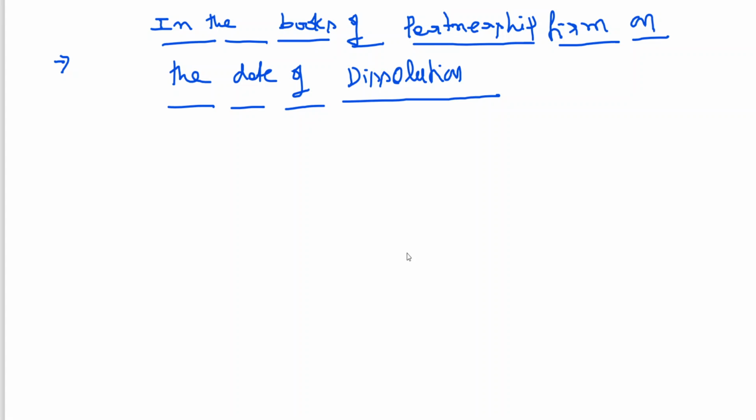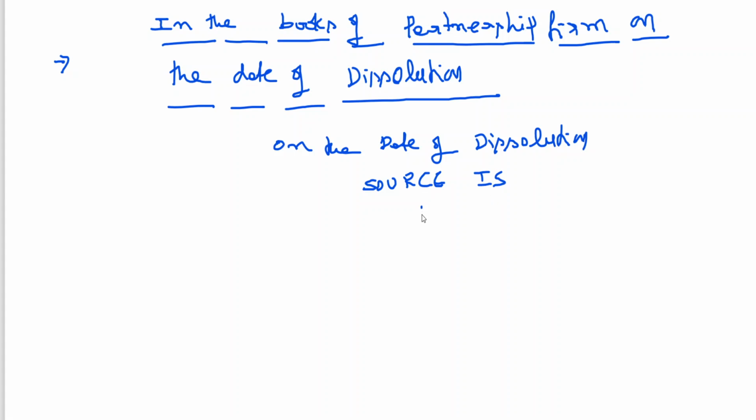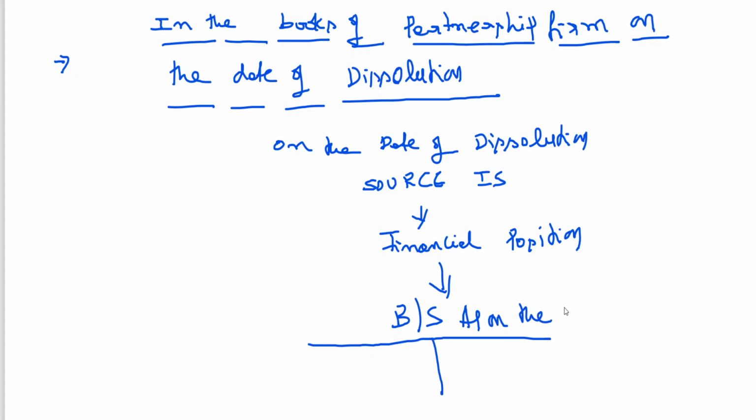What are the things I need for going for dissolution, the accounting treatment, the closing of accounts? I need to have a source. Generally, on the date of dissolution, the source is the financial position, which is called the balance sheet. So, the balance sheet as on the date of dissolution. Got it? Balance sheet as on the date of dissolution.